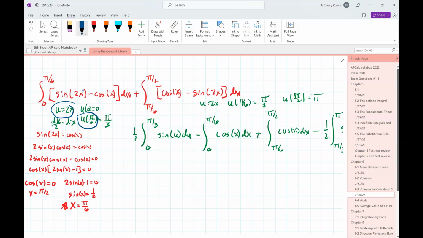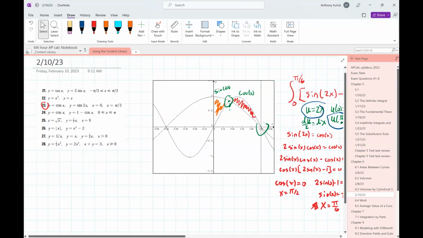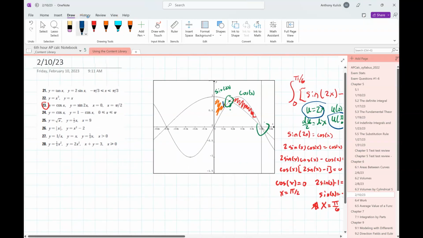Sophia, or I'm sorry, Victoria, do you want me to keep going to finish this out? Or are you okay from here, you think? Okay. So the big trick was, or the big thing you had to observe, was that the functions swapped who was on top there in the middle, and recognizing that you had to break that up into 2 separate integrals was the tricky piece. Is that what you missed? Yeah.